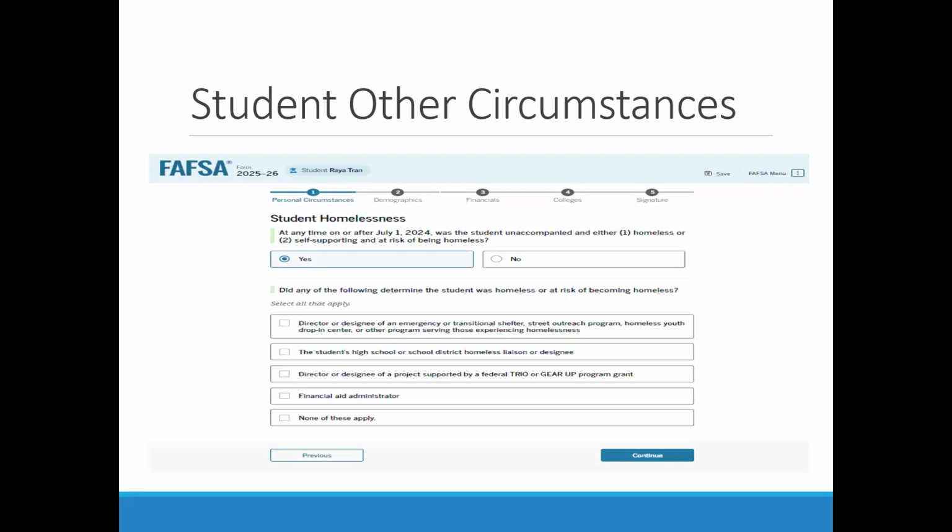Did it come from a director from a shelter? Did it come from a district homeless liaison for their home high school district? Or did they talk to the financial aid administrator at the school?